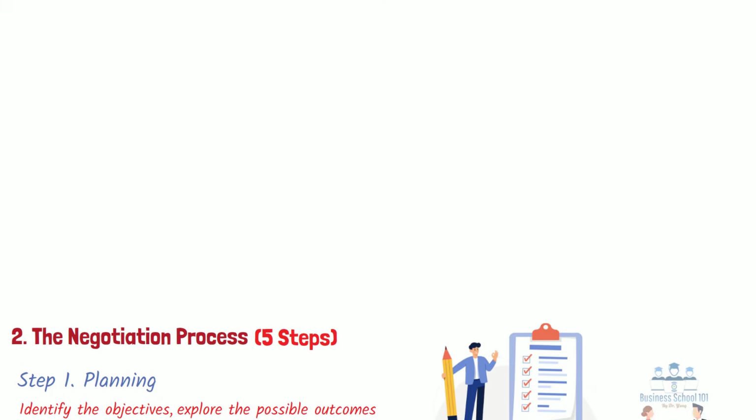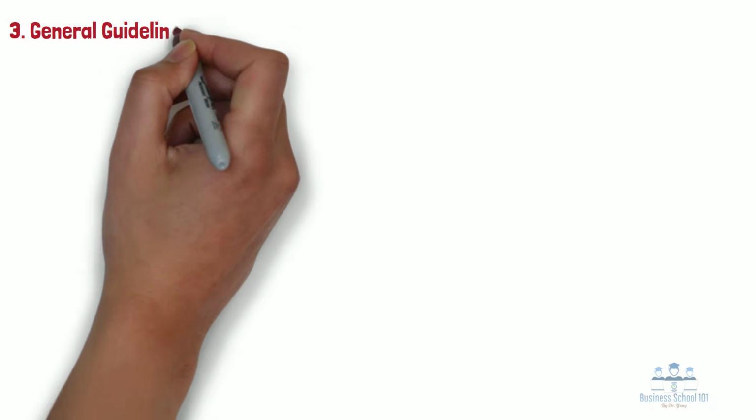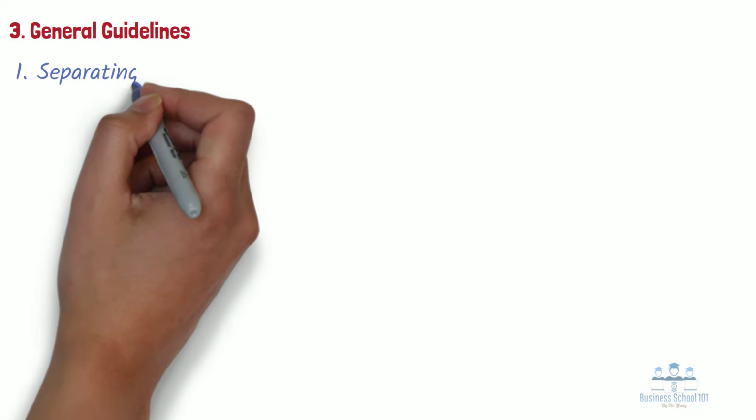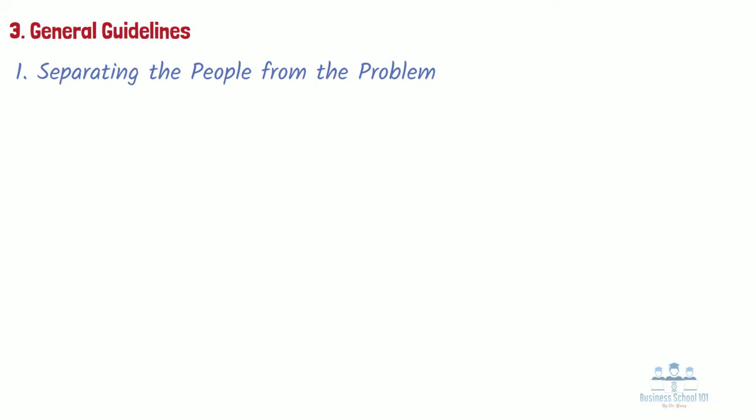Section 3. General Guidelines in Negotiations. There are 4 general guidelines for negotiators. First, separating the people from the problem.